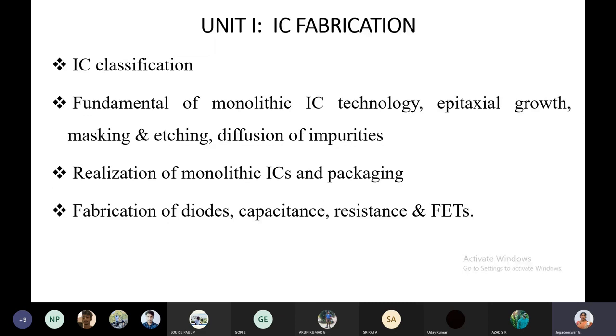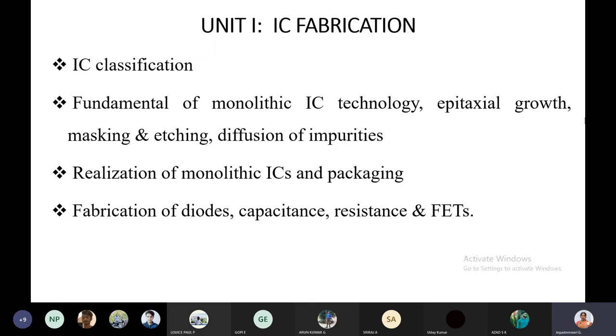If my voice is not audible, please let me know so that I can know. This is my kind request. If there is any disturbance in my voice, please let me know. It is a very simple unit, but we can gain more knowledge in this unit.